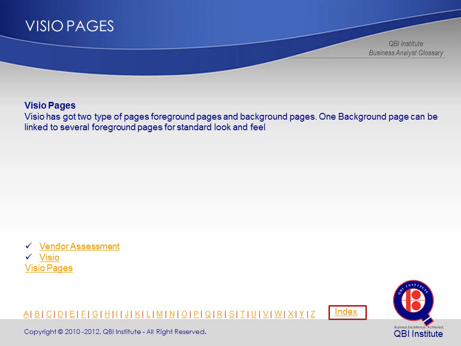Visio pages. Visio has two types of pages, foreground pages and background pages. One background page can be linked to several foreground pages for standard look and feel.